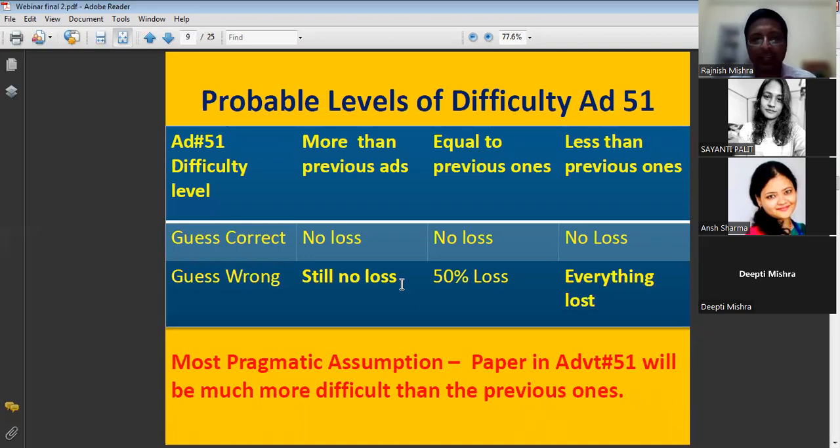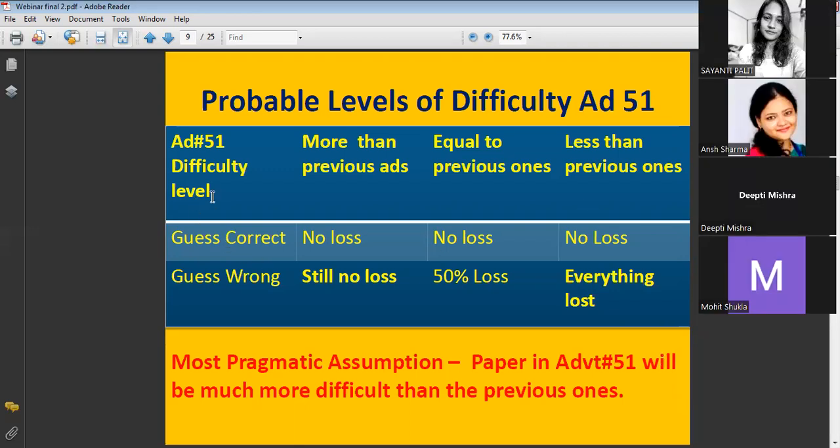This is my logical analysis, and this is the reason why in my previous analysis, I was trying to tell you that, let's err on the side of caution. Let's presume that the paper will be more difficult. I hope now you understand the fundamental philosophy behind my presuming the paper will be more difficult.